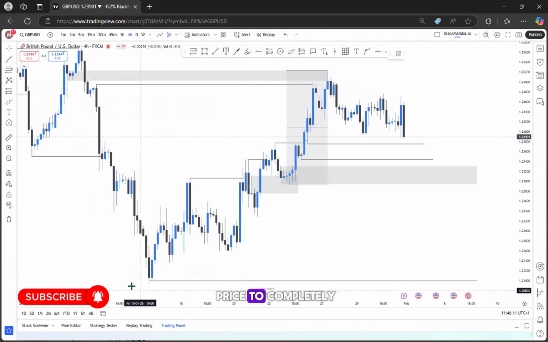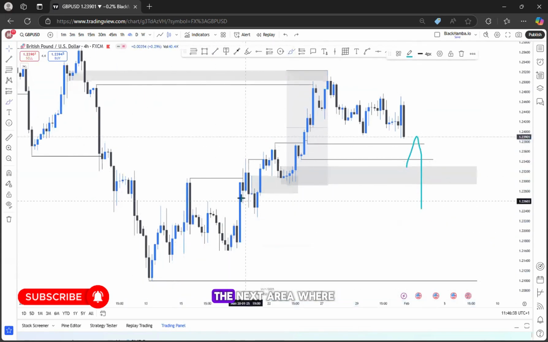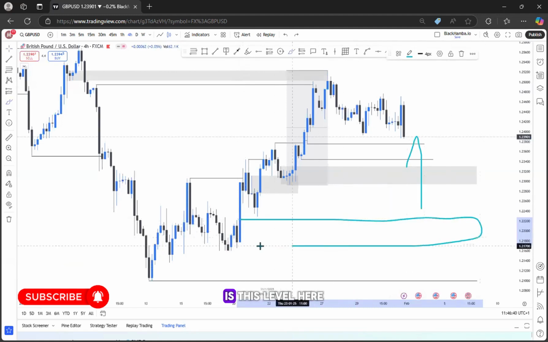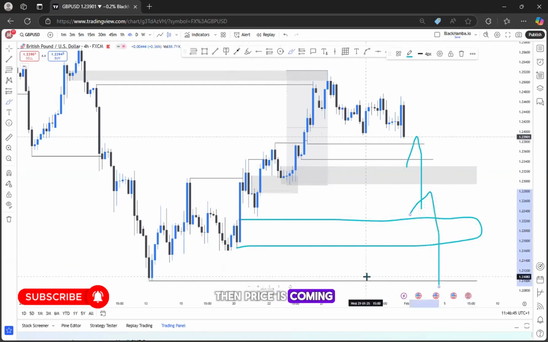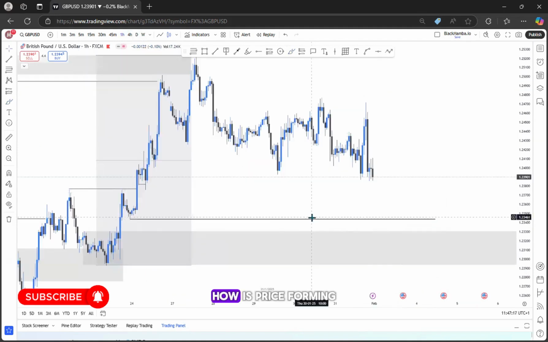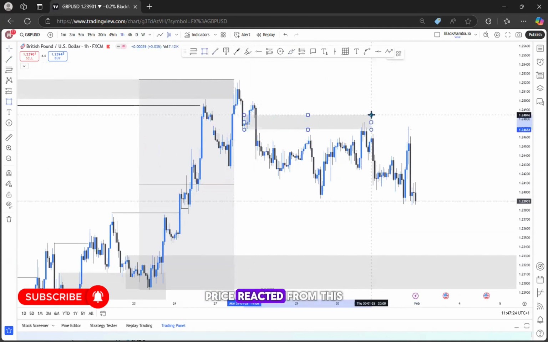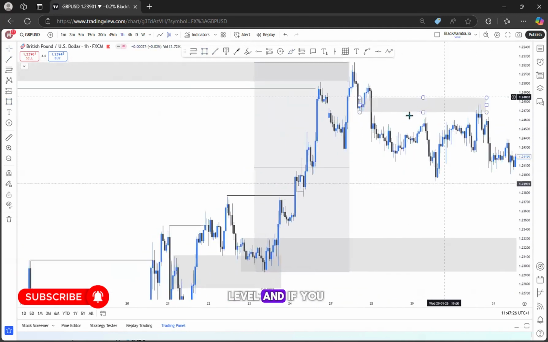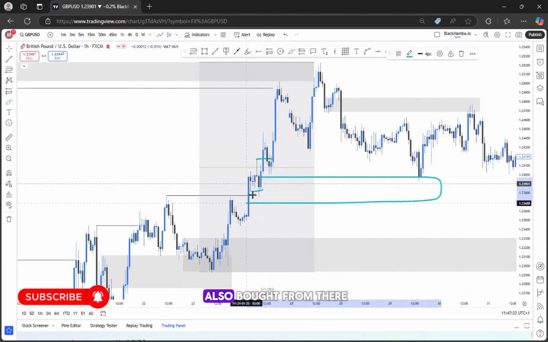Before we expect price to completely come for this low, if price fails this level, the next area we will be expecting reaction is this level here. Now, if this level should fail, then price is coming to this level. You just have to continue following price order flow. How is price forming on 1 hour here? Now, if you look at what is going on here, price reacted from this level, and if you look closely, this area swept liquidity, broke structure. So price also bought from there.